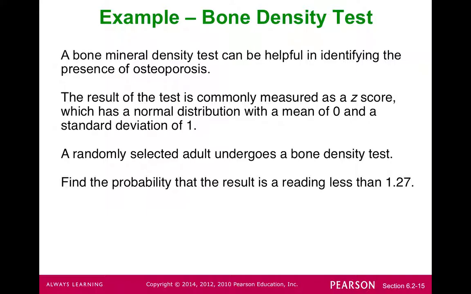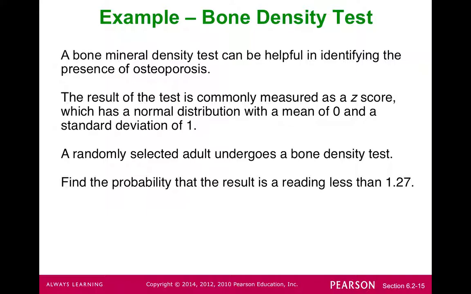So this means that it's not just for the purposes of this course, but when a doctor actually gets a result from an osteoporosis test, they're going to get it as a z-score. And that z-score will have a normal distribution with a mean of 0 and a standard deviation of 1, meaning that we can use our z-score table by definition.